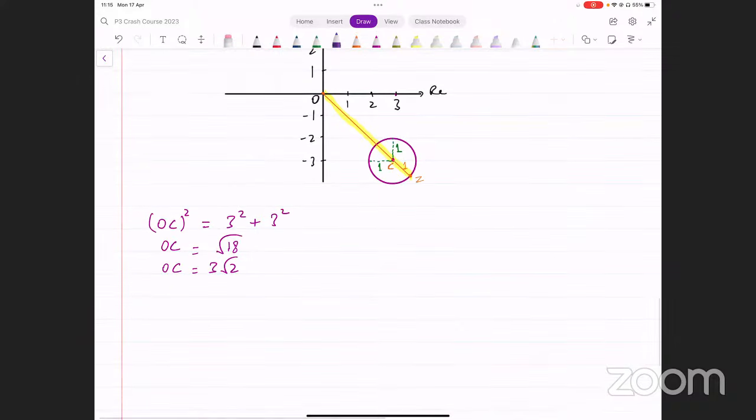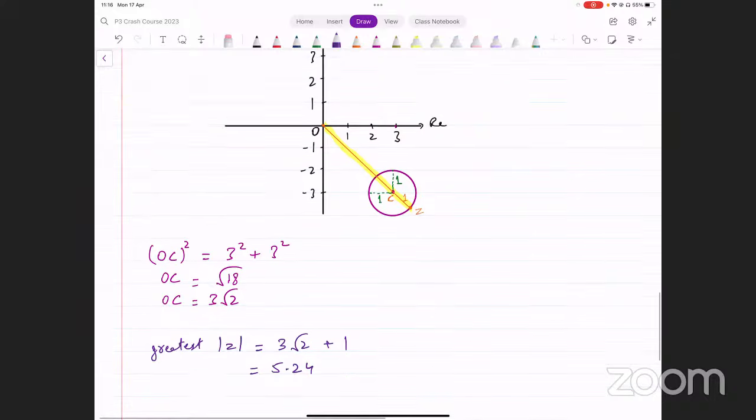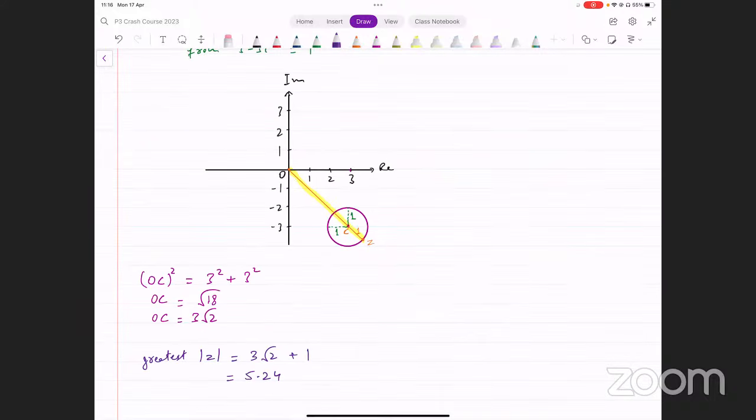So what's the greatest possible value of the modulus of z then? Greatest modulus of z would be this value OC plus this radius, which is 1. You can leave it like this if you want, or you can write some decimals as well. That will turn out to be 3 square root of 2 plus 1, which is giving me 5.24. This is the greatest possible value for the modulus of z in this case. All right, so that's how you deal with these loci questions.